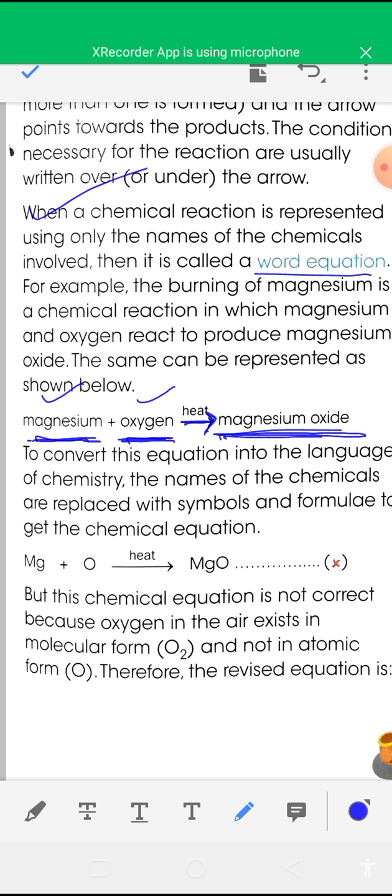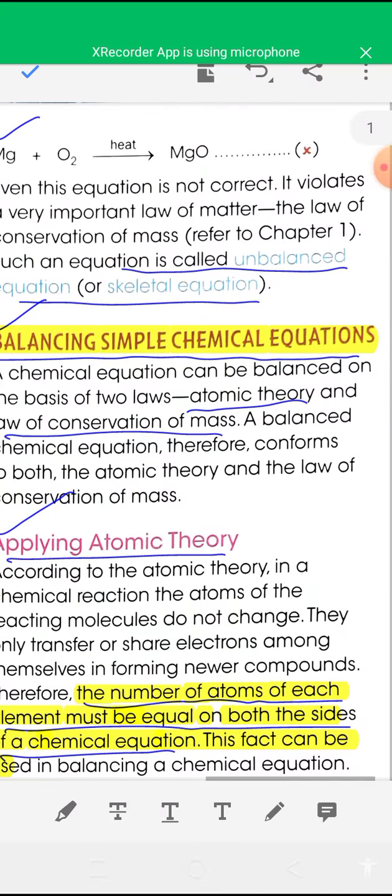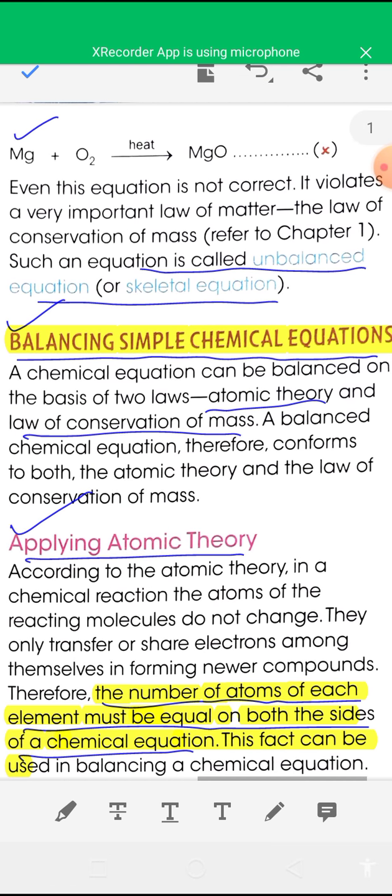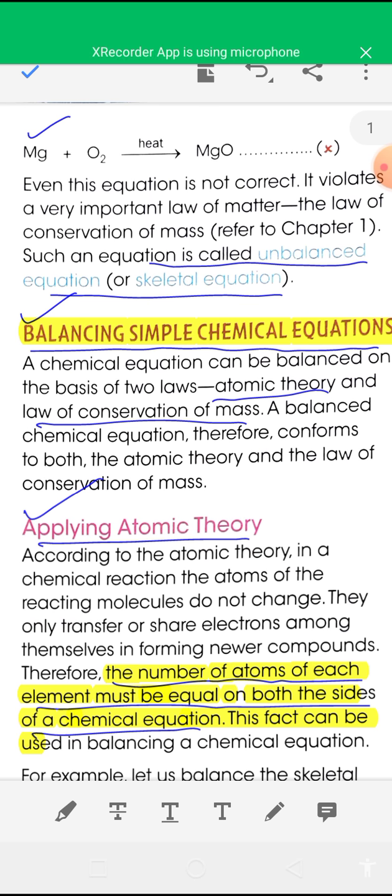This is the word equation, but the chemical equation is magnesium reacting with oxygen gas. The chemical symbol of magnesium is Mg, and the chemical formula of oxygen gas is O2, not O, to give magnesium oxide. So Mg plus O2, arrow, and above the arrow you write heat, to give MgO, magnesium oxide.